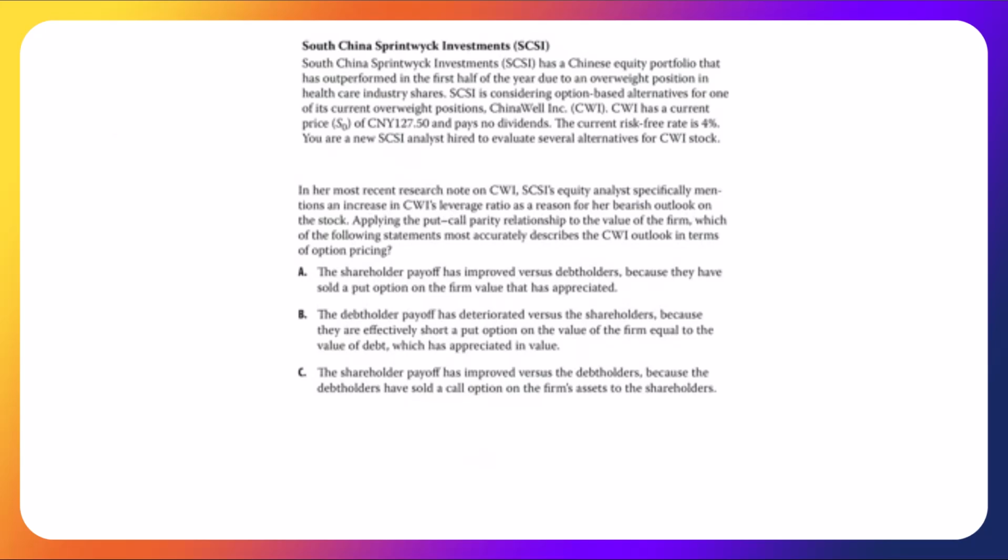In her most recent research note on CWI, SCSI's equity analyst specifically mentions an increase in CWI's leverage ratio as a reason for her bearish outlook on the stock. So an increase in the leverage ratio would increase financial risk. She's thinking that means a bearish outlook for the stock. Checks out. Applying the put-call parity relationship to the value of the firm. How do we do that? Put-call parity we know and love.